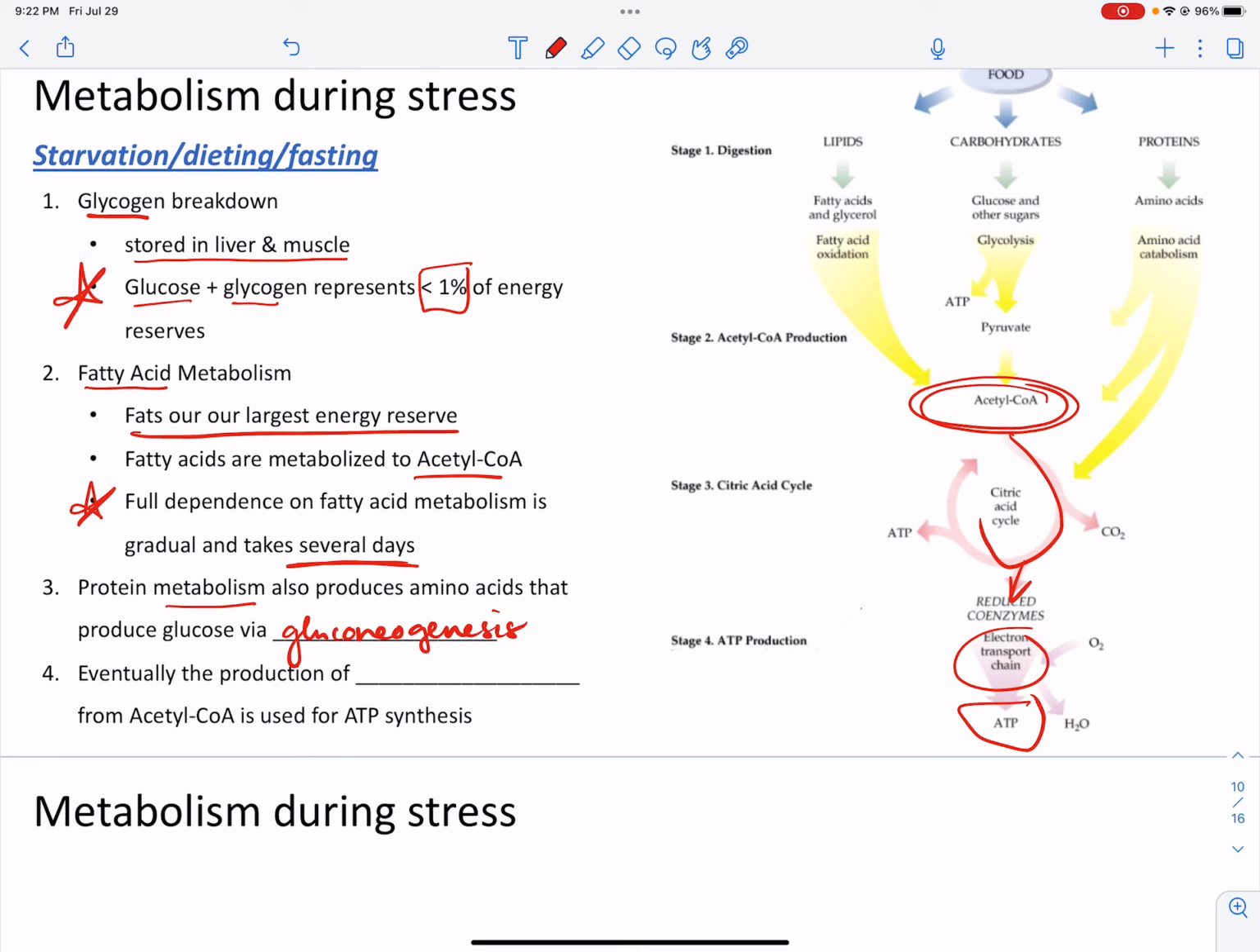And then eventually the production of ketone bodies from acetyl-CoA. So if we are just making a lot of extra acetyl-CoA, which happens from fatty acid metabolism, we end up with too much acetyl-CoA. Acetyl-CoA will be metabolized into ketone bodies, all right? And again, this is what happens on the keto diet. And these ketone bodies will be used for ATP synthesis to some degree as well.